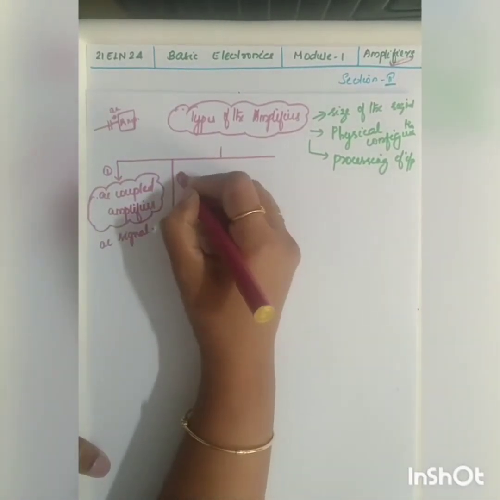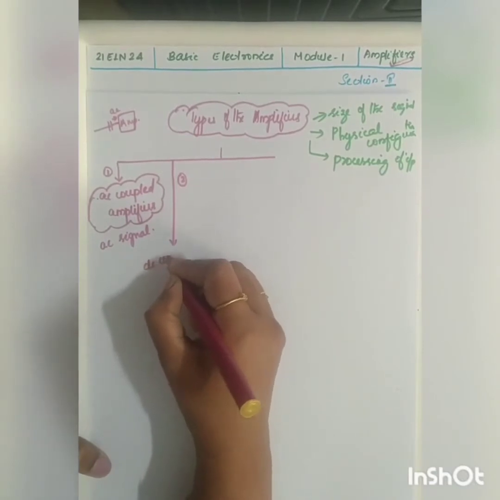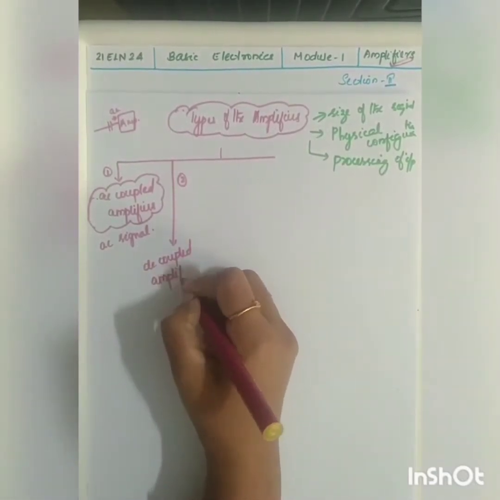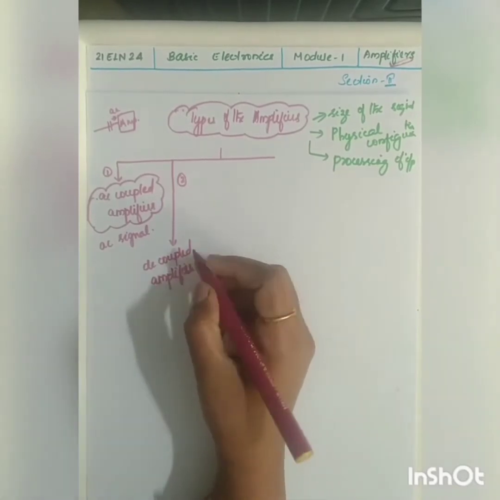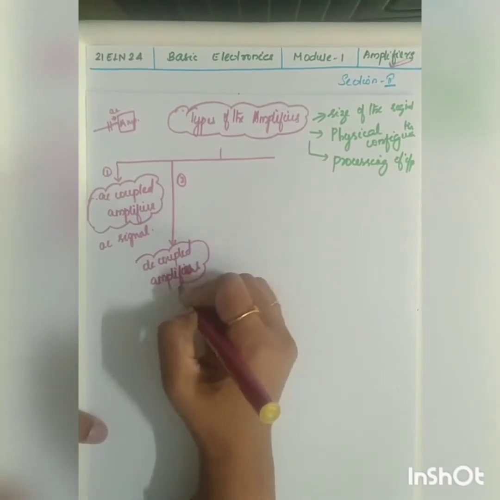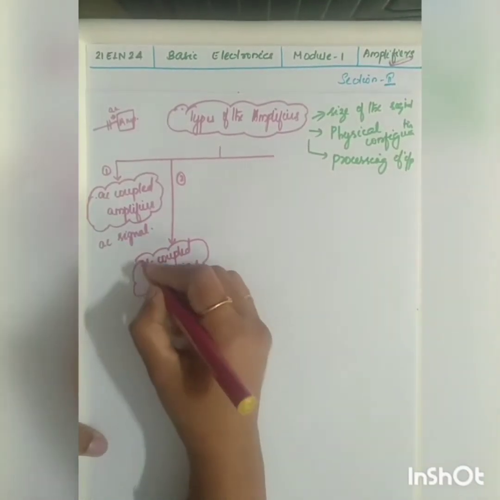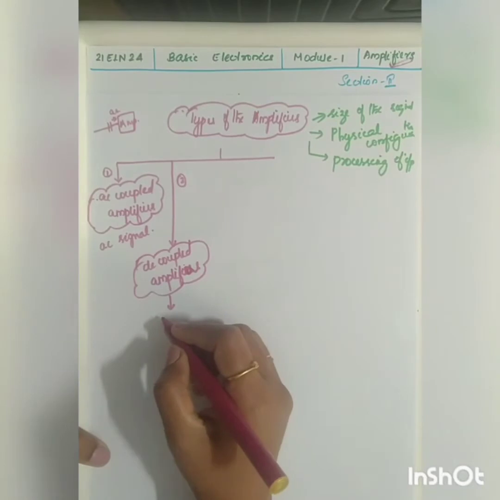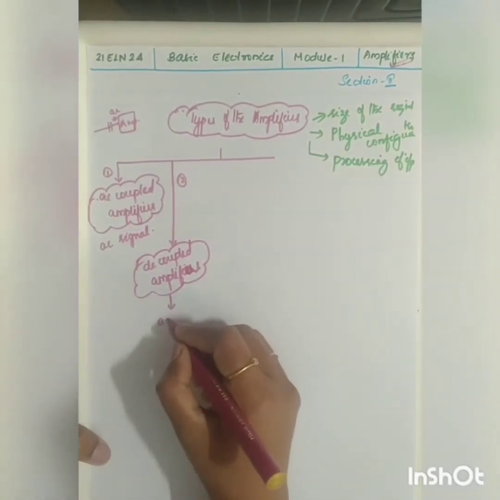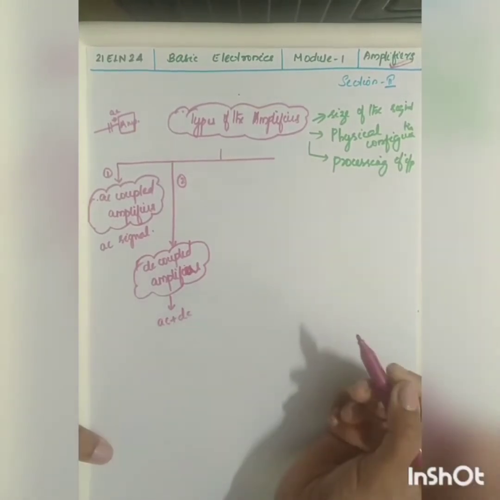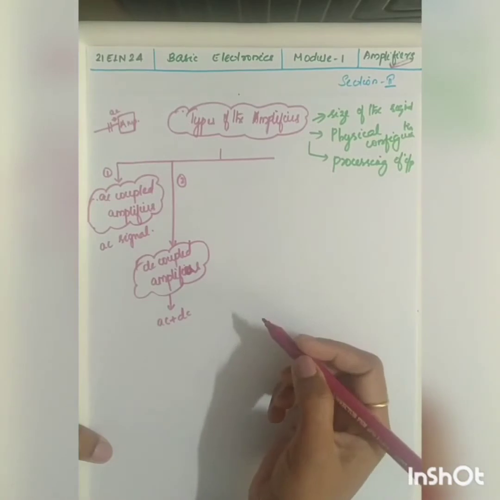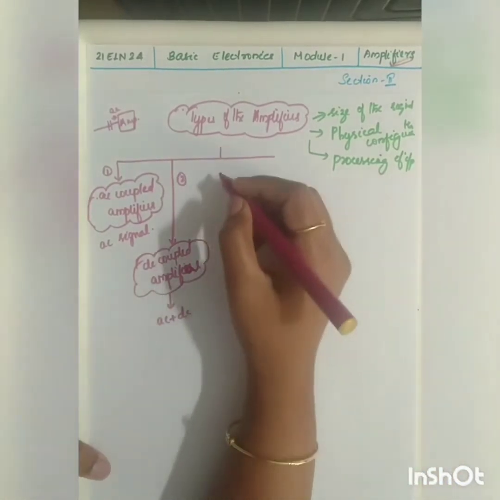The second type is called DC coupled amplifiers. What is meant by DC coupled amplifiers? Here you are not going to use the capacitor. You are eliminating the capacitor. You are going to pass both your AC and DC components. The amplifiers which amplify both the AC and the DC components are called DC coupled amplifiers.